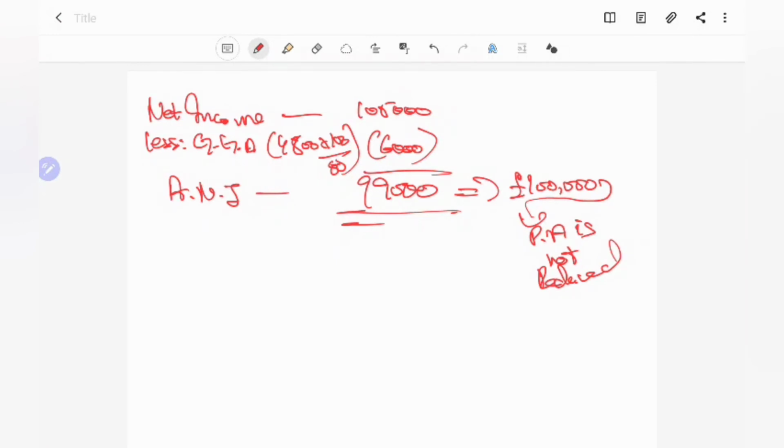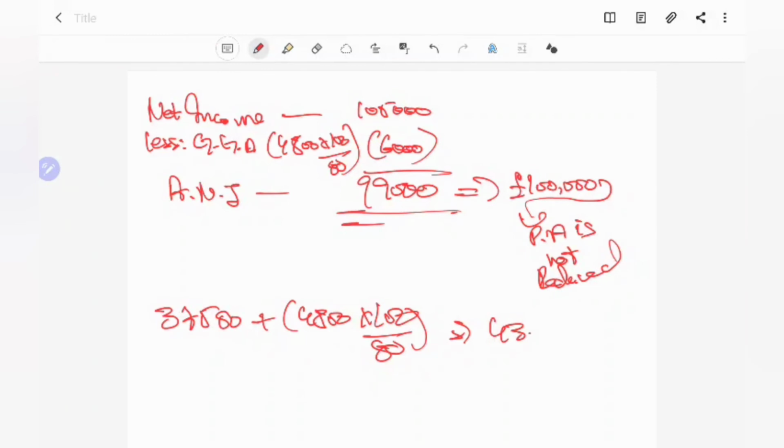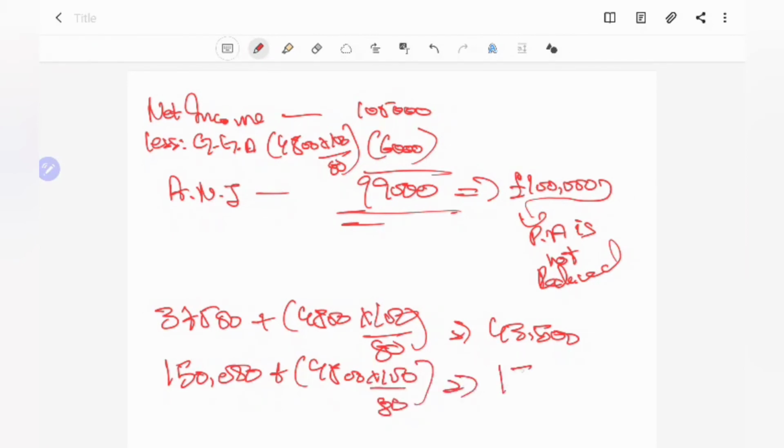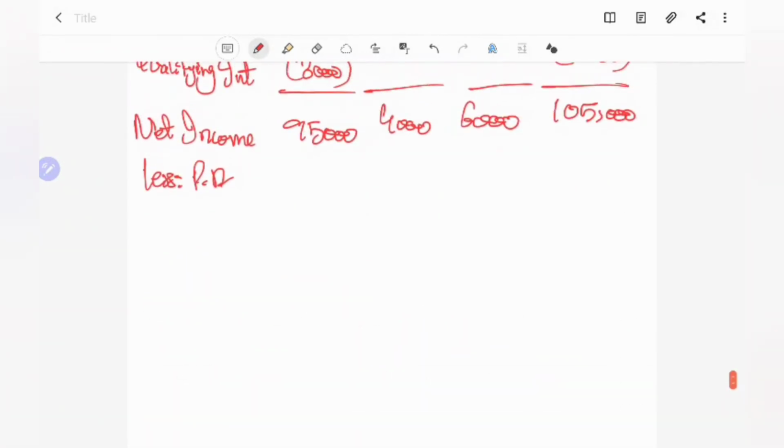Then I have two thresholds to be increased: 37,500 plus 4,800 multiplied by 100 divided by 80. I'll get 43,500. And next is 150,000 plus 4,800 into 100 divided by 80. I will get 156,000. Wow. Done. Get back to the question.